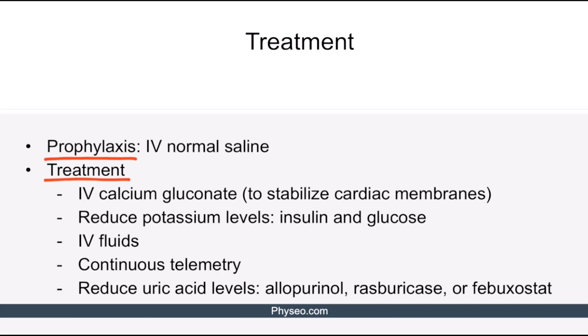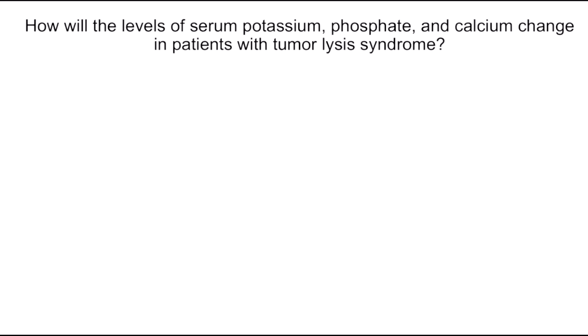Third, patients should once again be given IV fluids to flush out the massive amounts of electrolytes and the various metabolites that enter the bloodstream upon destruction of those tumor cells. So it's almost like diluting out all that stuff. Now fourth, clinicians should place patients on continuous telemetry in order to monitor their heart rhythms so that you can promptly address any arrhythmias that may pop up. Now lastly, if necessary, clinicians should also act to reduce the uric acid levels using medications like allopurinol, rasburicase, or febuxostat.